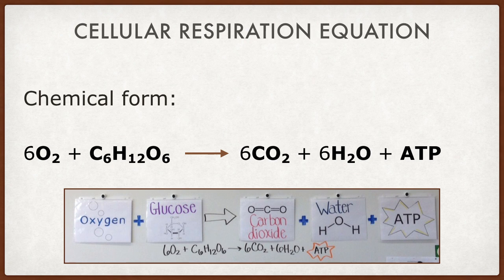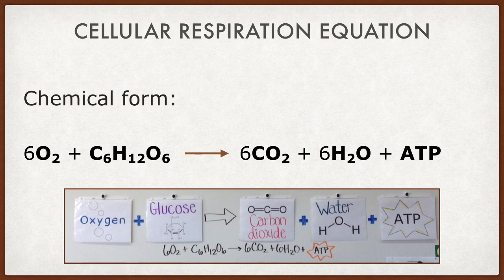So just like photosynthesis, we have a chemical formula to memorize as well. This would be 6 oxygens, 6 O2s, plus 1 glucose, C6H12O6, yields 6 carbon dioxides, 6 waters, H2Os, and ATP. I'll give you a chance to write this chemical formula down. 6O2 plus C6H12O6, the fancy form of glucose, produces 6 CO2 plus 6 H2O plus ATP.